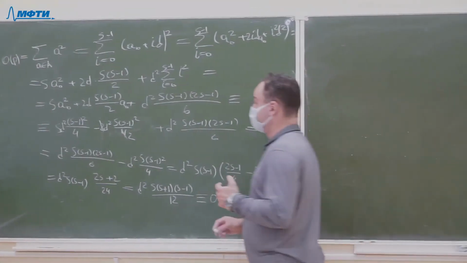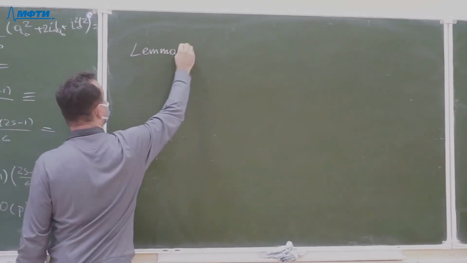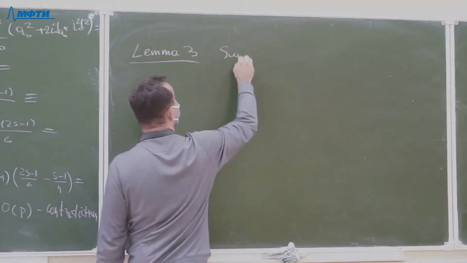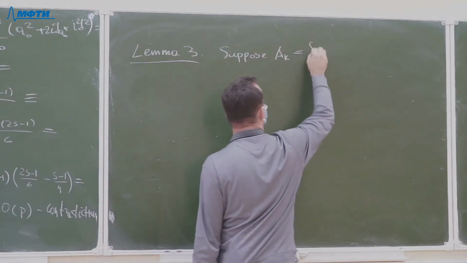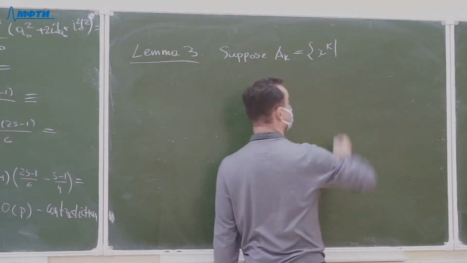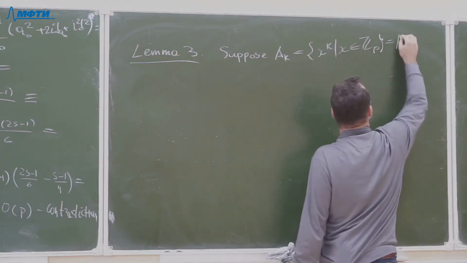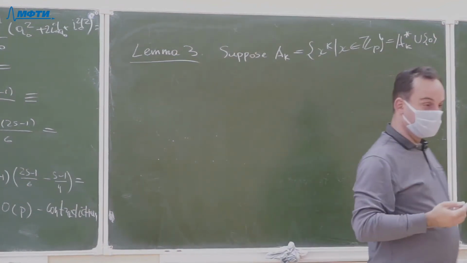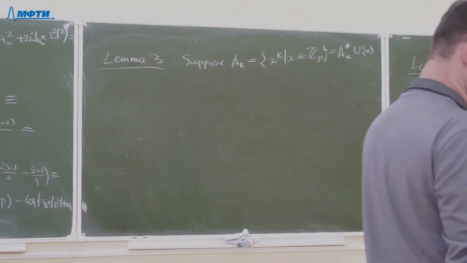Well, lemma 3. Suppose A_K is all the x^K where x is in Z_P*. So this is A_K*, union 0, right? Let's just introduce this notation.